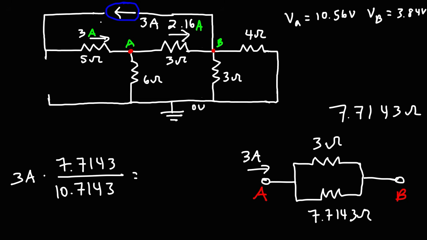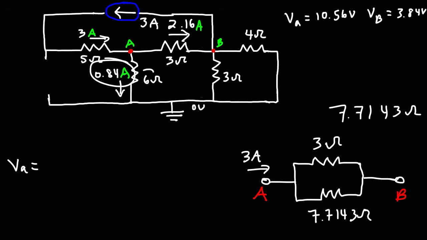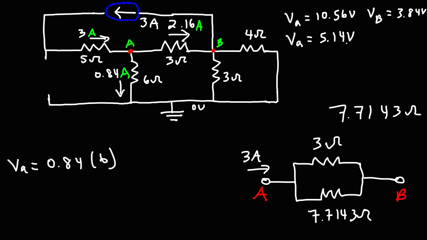And if we take 3 and subtract that by 2.16, we'll get the current flowing through the 6 ohm resistor, which is 0.84 amps. So at this point, we have everything we need to calculate the potential at point A. The potential at point A with respect to ground is simply the voltage drop across the 6 ohm resistor. So it's 0.84 times 6 ohms. And so the potential at point A is 5.14 volts.